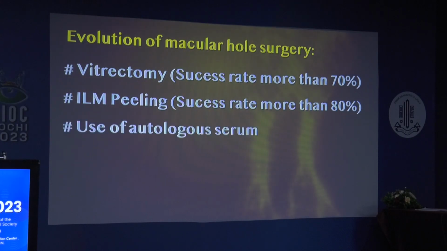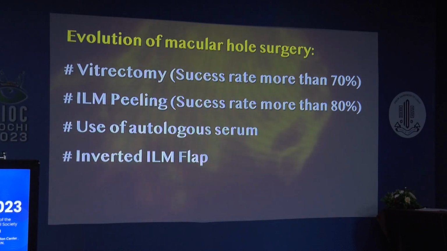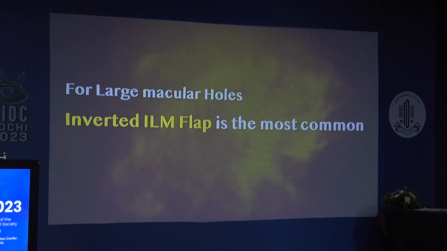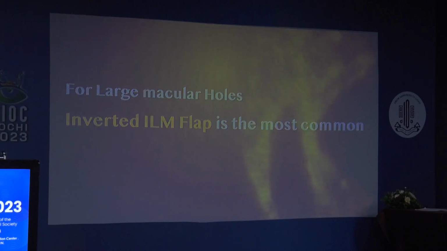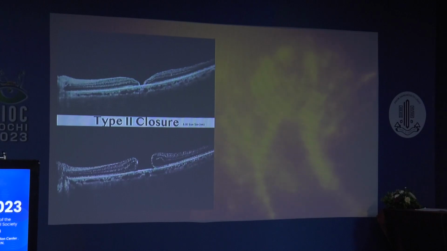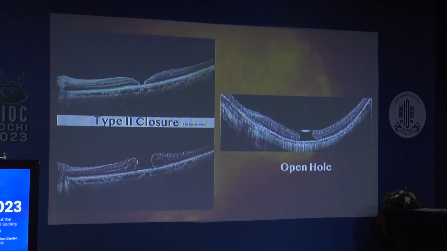There was the use of autologous serum, etc. in between to close macular holes. And then came the inverted flap technique, which helped in closing larger holes, the explanation being facilitation of glial proliferation. Today, perhaps the inverted ILM flap technique is the most commonly used technique for larger macular holes, but we still have type 2 closures and open holes.